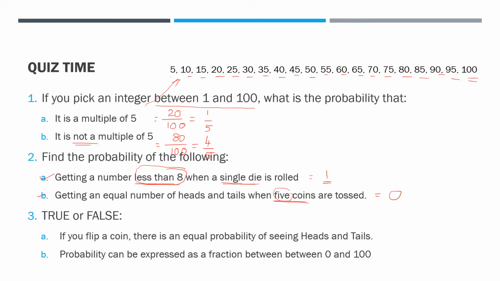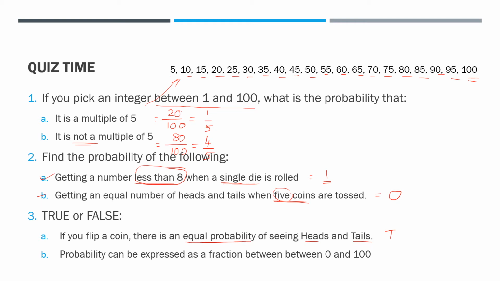Okay, these are simple true-false questions. If you flip a coin, there is an equal probability of seeing heads and tails. Well, this sounds very straightforward. True. If you flip a coin, you either get heads or you get tails, and there is a 50-50 chance. So equal probability of seeing heads and tails. That's done.